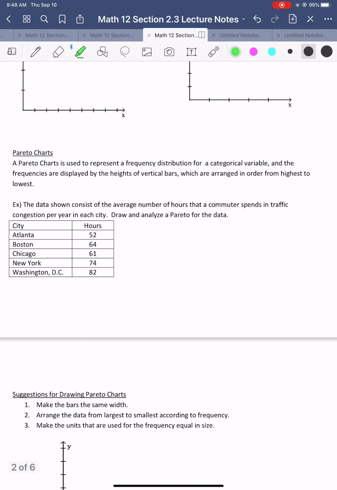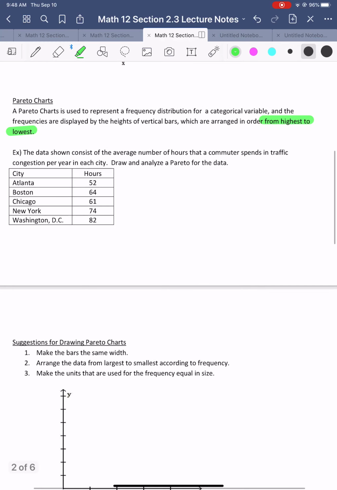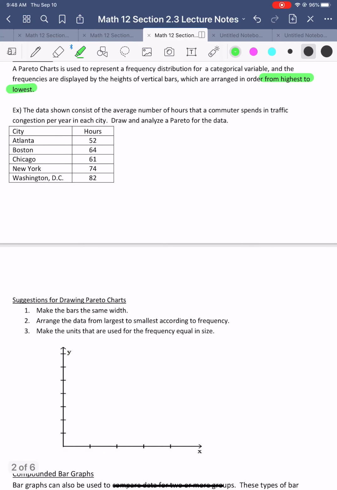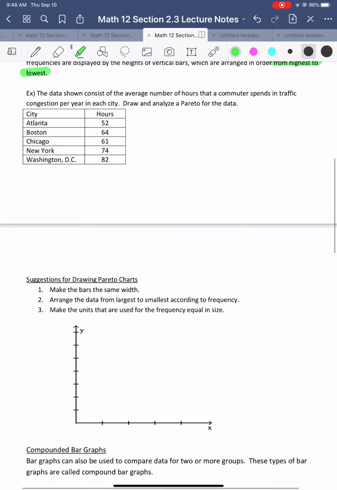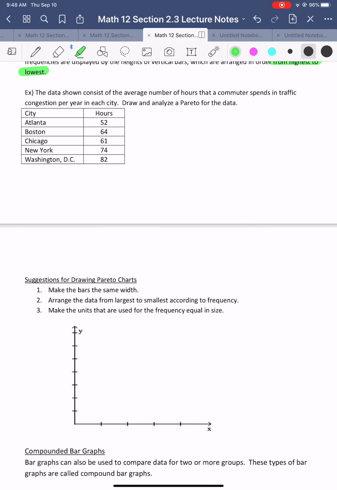The Pareto chart needs to go from the highest to the lowest. The data consists of the average number of hours that a commuter spends in traffic congestion per year in each city. Draw and analyze a Pareto chart for the data. There are five cities: Atlanta is 52 hours, Boston 64, Chicago 61, New York 74, and Washington D.C. 82.